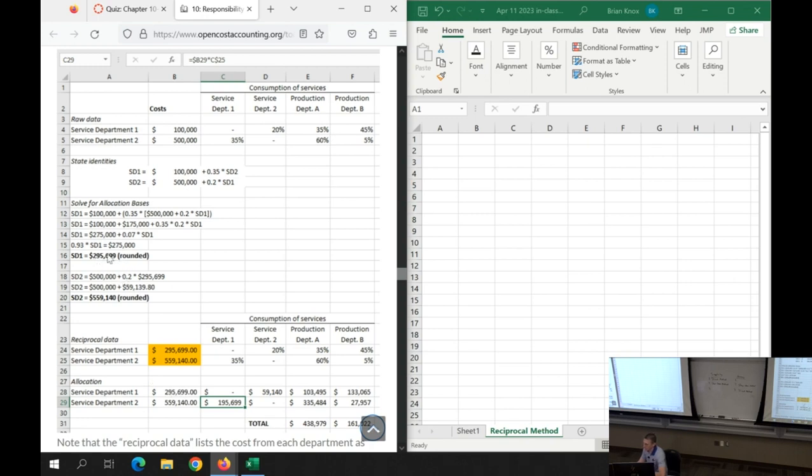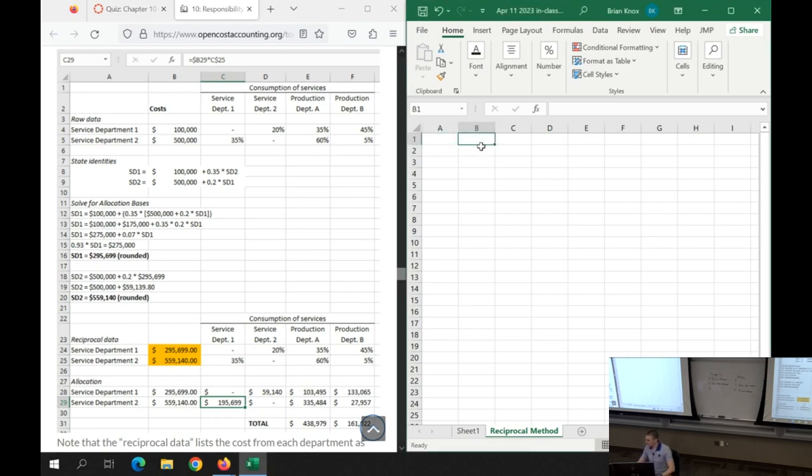Then you can take that amount. Now you have a dollar amount, so it's even easier, and you can plug that in for SD1 on this equation right here. So we have 500,000 plus 0.2, which matches this right here, and for SD1 we plug in the 295,699 that we solved for in the first step. We end up at the end with SD2 equals 559,140. Okay, you plug in those two allocation bases and you multiply them.